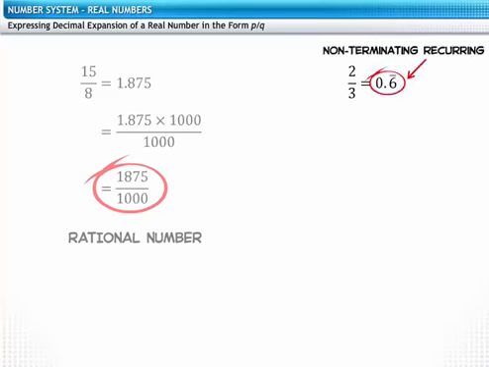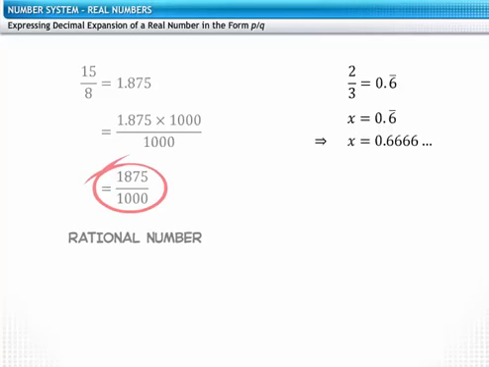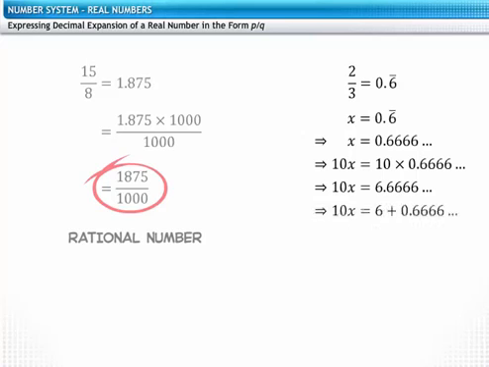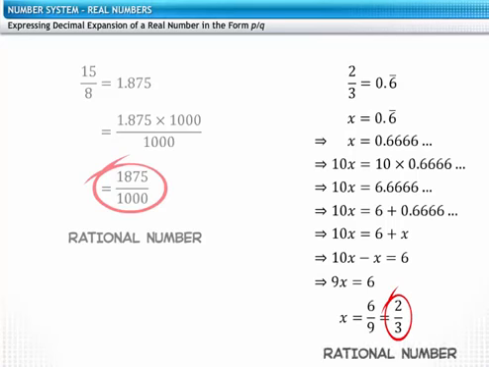Now, we'll consider the non-terminating recurring decimal 0.6 bar. Consider a rational number x. The decimal expansion of x is 0.6 bar. This can also be expressed as 0.666 and so on. Here only one digit 6 is repeating itself. So we multiply the equation with 10. The right-hand side of this equation can be expressed as the sum of an integer and a decimal. The right-hand side of this equation is now equal to 6 plus x. Let's solve this equation. We get x equal to 2 divided by 3, which is a rational number.